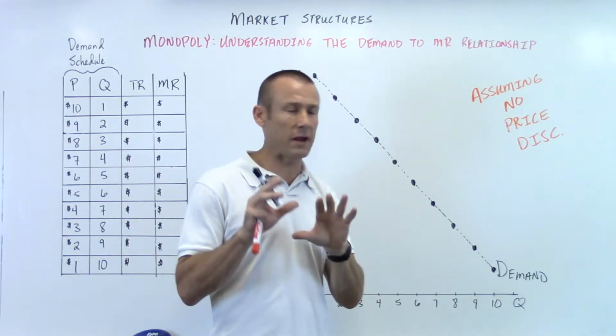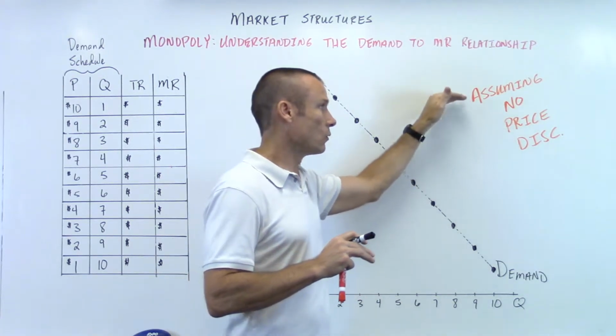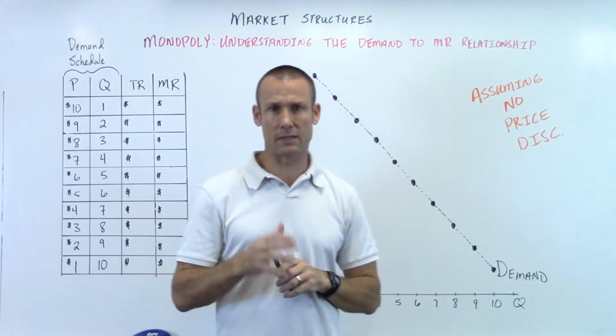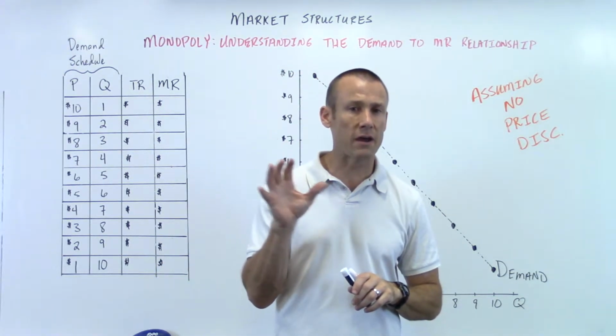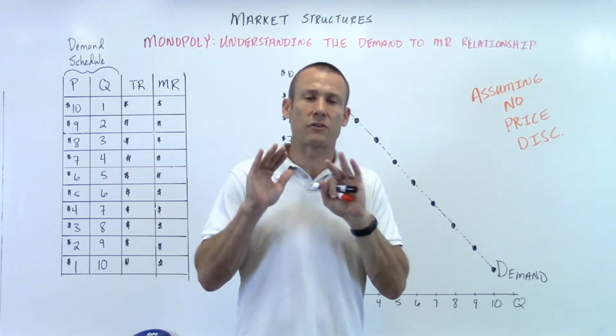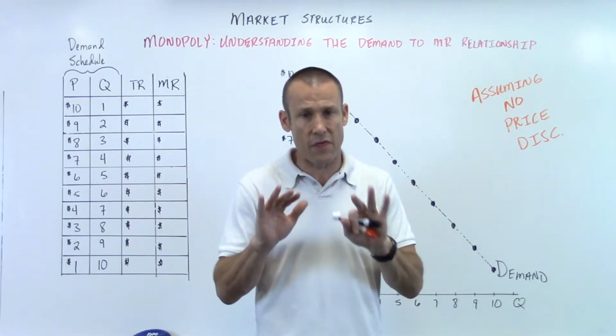Now I wanted to say right from the beginning, we've got an assumption out here. We're assuming no price discrimination by the monopolist. What does that mean? It means the monopolist is going to charge every customer the same price. Whatever price they put out there, they're going to charge every customer that price.